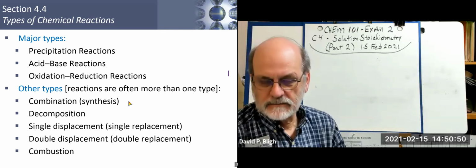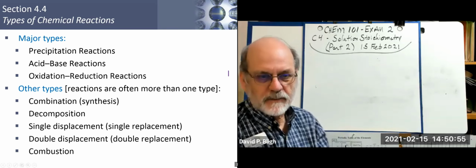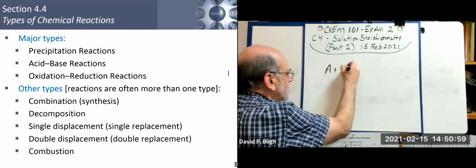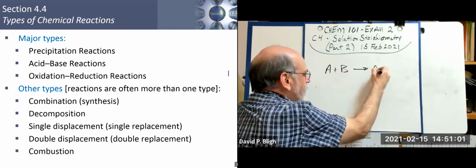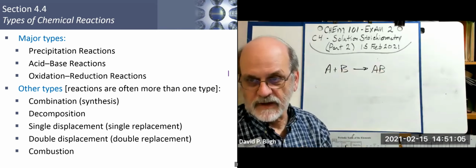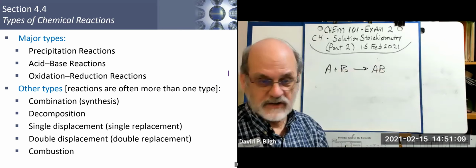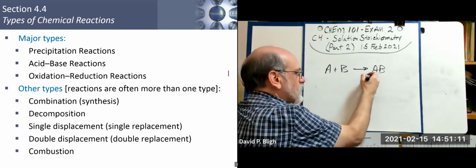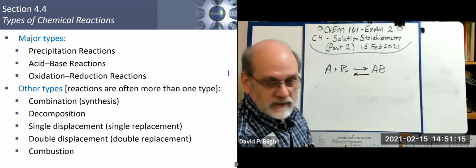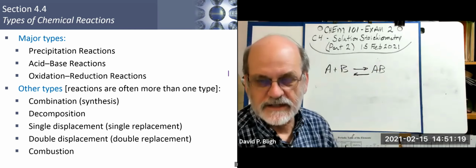Other types: combination reaction, a synthesis, where you have two simples making something more complex. Combination or synthesis reaction. Decomposition is just the other way around. It goes back this way. This is a reactant, and it makes simpler. And usually when it does that, it makes elements. Decomposition.